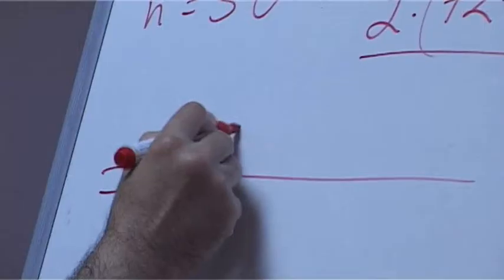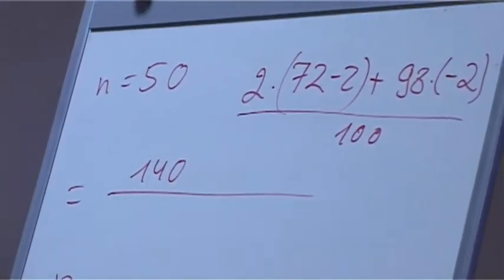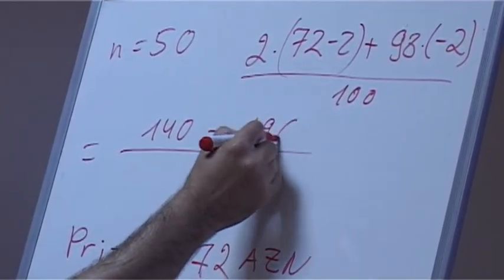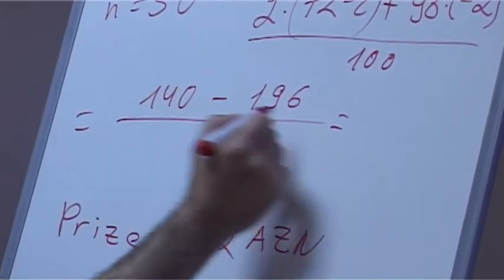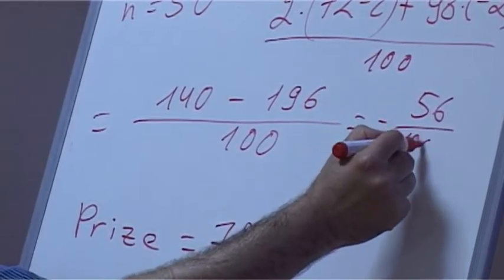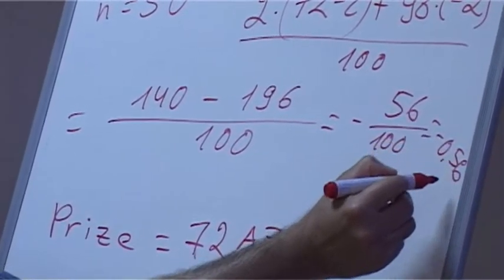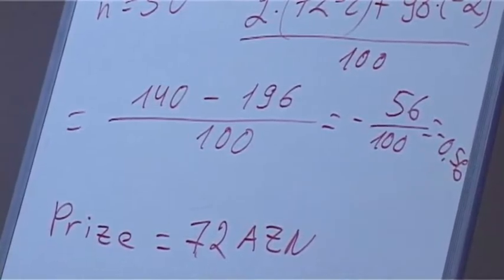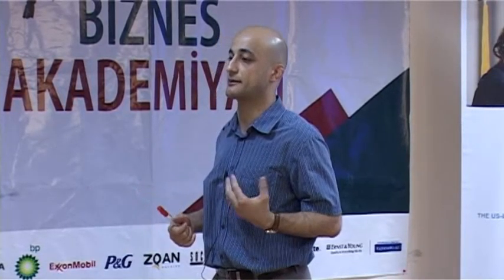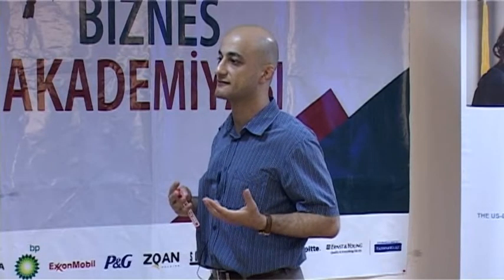Over here you will have 140 minus 196 over 100, and that would be negative 56 out of 100, or negative 0.56. That means that per every game you will lose 56 gepik. So on every round, on average, you will lose 56 gepik. And that's called expected value. This is expected value because no one is going to play the game with you 100 times or more.